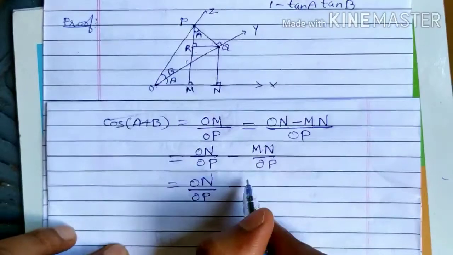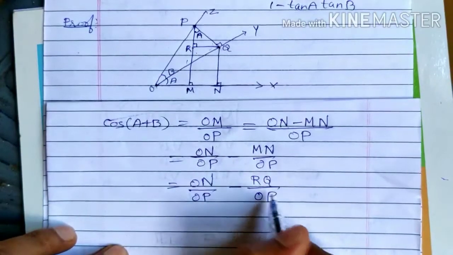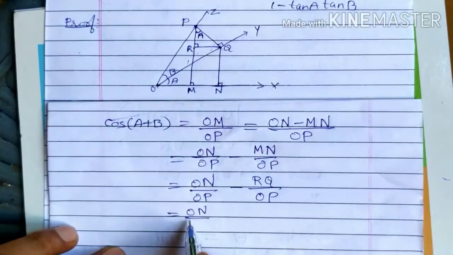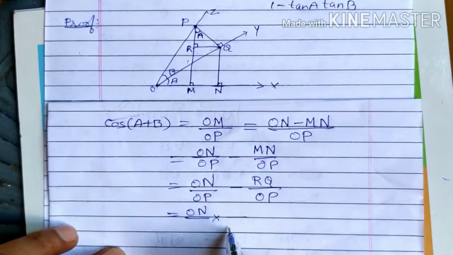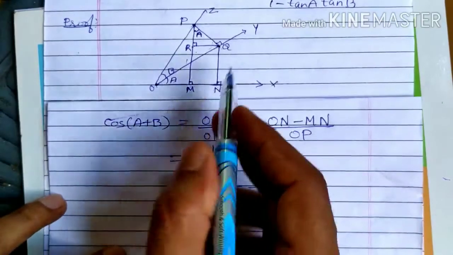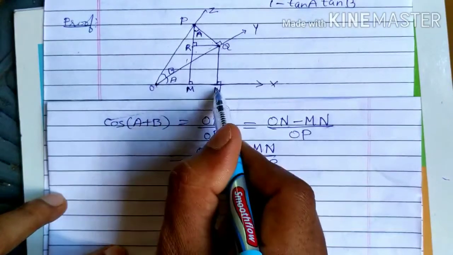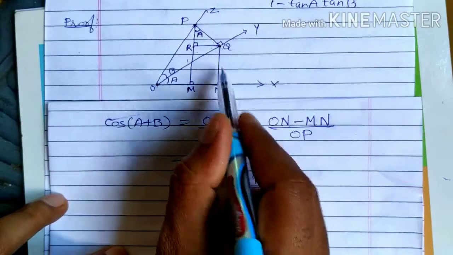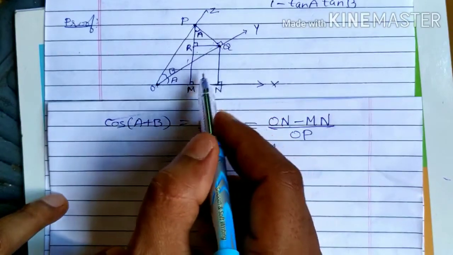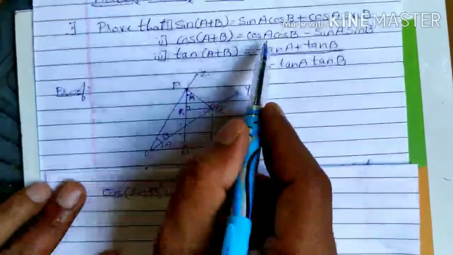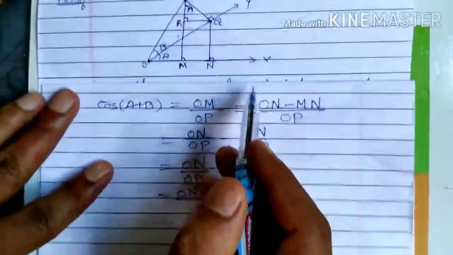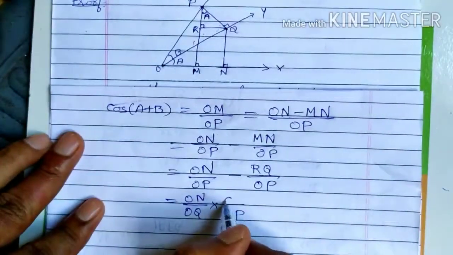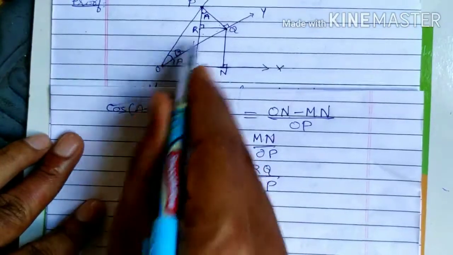MN is the same as RQ, divided by OP. That is equal to ON divided by blank into blank, OP. So ON divided by what? If I consider ON is the side of triangle ONQ, and if I consider ON divided by NQ, I am going to get cot theta. I don't need cot theta, because in the formula we don't have cot theta; we need cos theta. So therefore ON by OQ I will consider, and here also the same thing you have to write: OQ, adjacent by hypotenuse with respect to this angle.